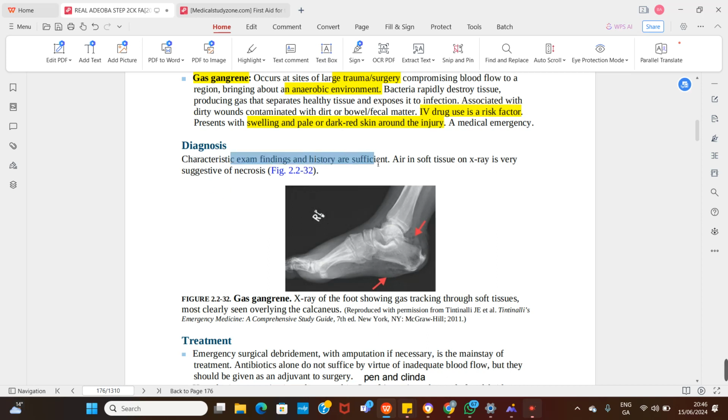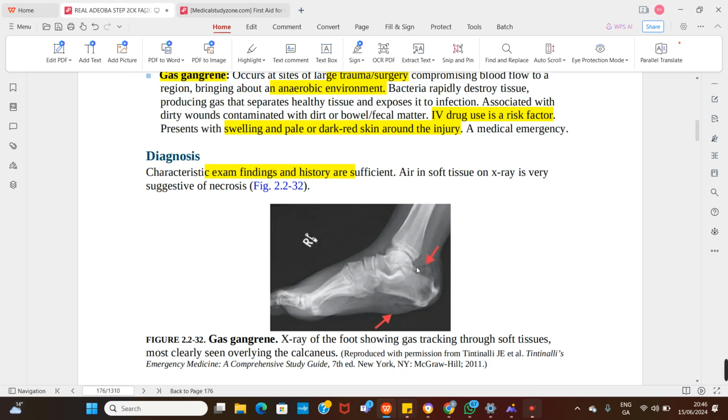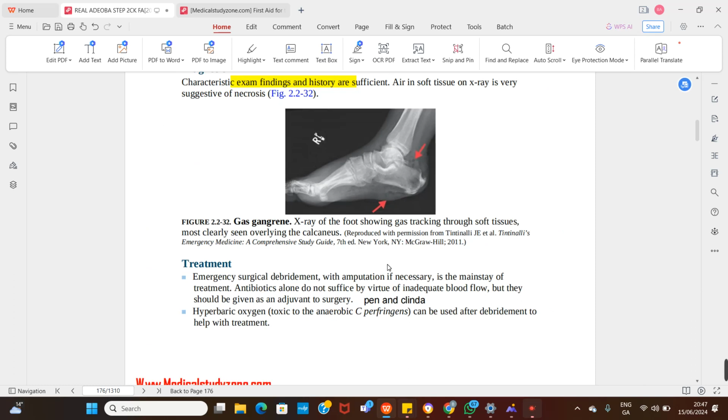From your exam findings, you can feel for the crepitus from the history. But sometimes, if you want to investigate further, you can do your CT scan, your X-ray rather. You can do your X-ray, and you are going to see these dark areas, which indicate gas tracking in the tissue. So you can see these dark areas beneath. So that is suggestive of your gas gangrene.